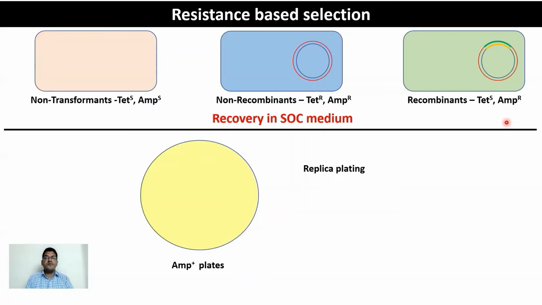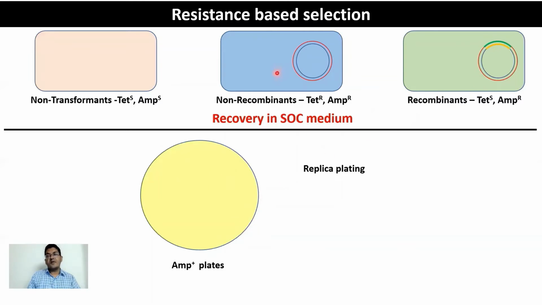So first, of course, you want to eliminate the non-transformants from your population. So you simply plate the transformation mix onto an ampicillin positive plate. These cells, because they are ampicillin sensitive, would all die off. And the only cells that can survive in this plate are the non-recombinants as well as the recombinants.